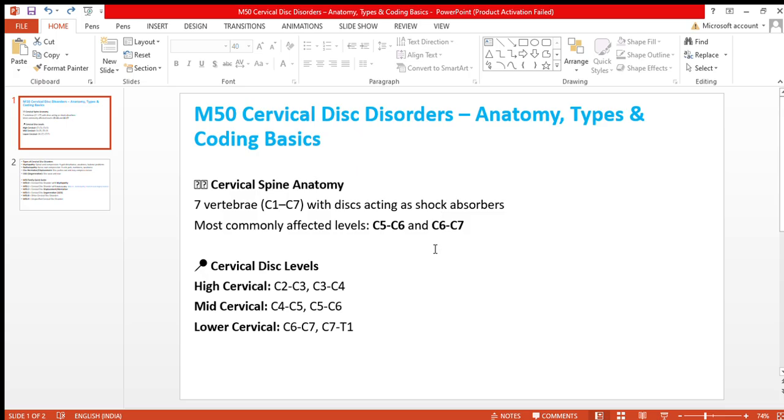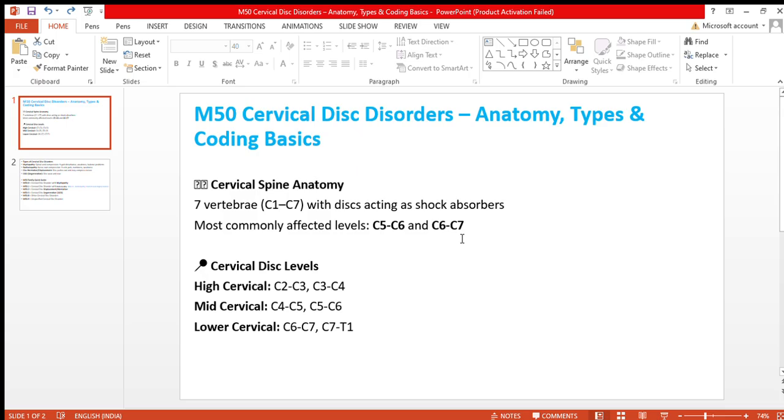The most commonly affected disc levels are C5-C6 and C6-C7 because these levels experience the greatest movement and stress. For easy understanding, cervical disc levels can be divided into three regions. High cervical is C2-C3 and C3-C4. Mid cervical is C4-C5 and C5-C6, and lower cervical is C6-C7 and C7-T1.